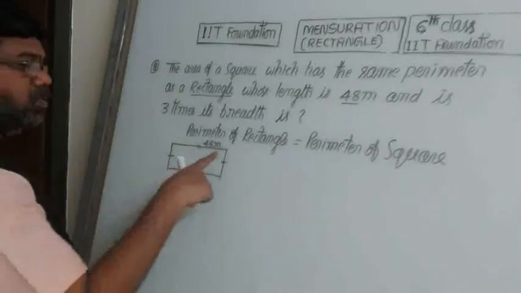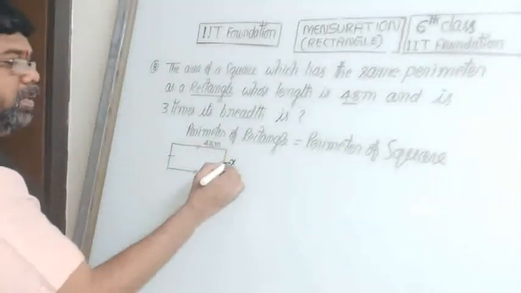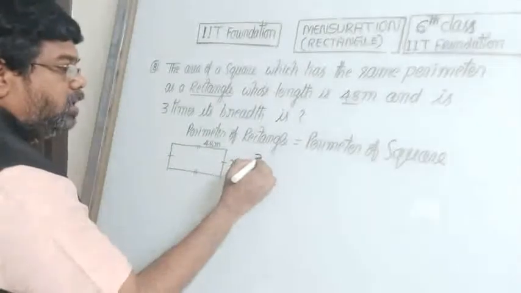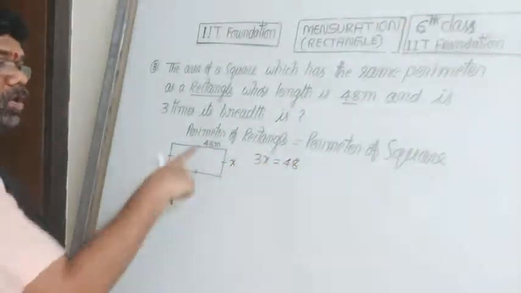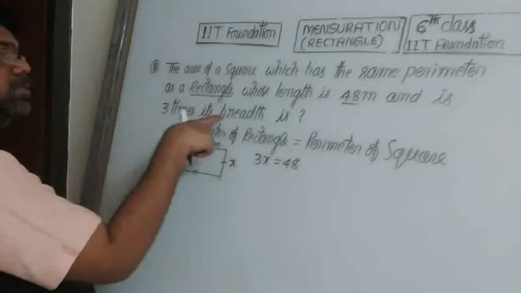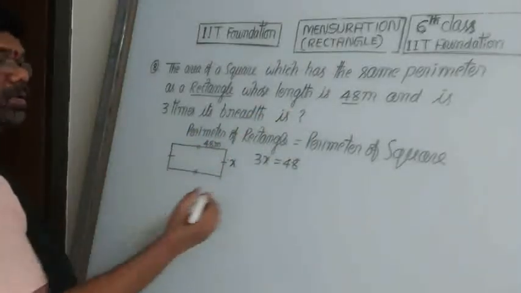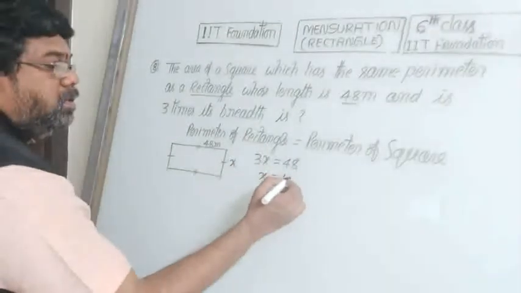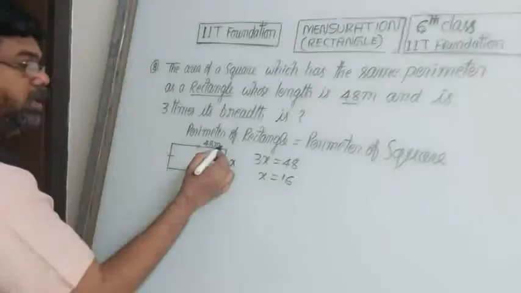Suppose breadth let it be x. Now length is 3 times it, so 3x equal to 48, it is given. Length is 3 times its breadth. From this, find x by calculating: x equals 16. x, that is the breadth, is also known. So breadth we know, length we know.